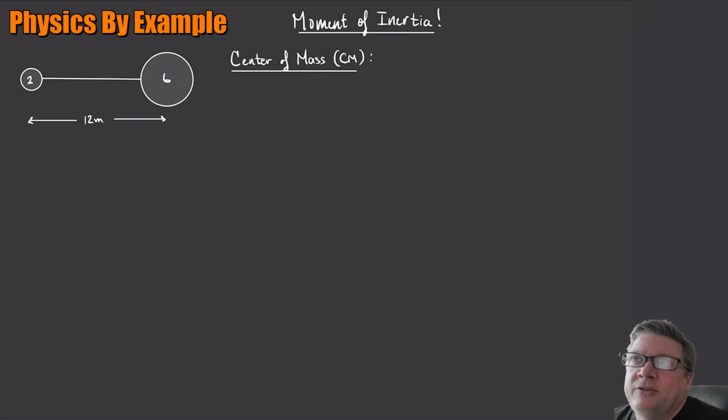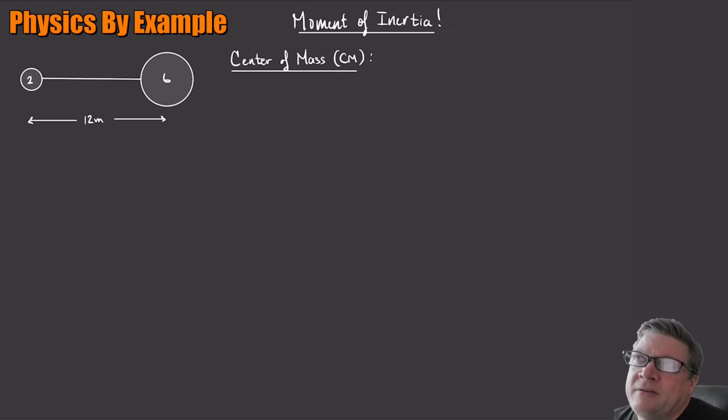So we have a 2 kilogram mass and a 6 kilogram mass, and they're tied together by some stick. And the idea is I don't have to worry about the stick. It's some really light stick so that the mass is negligible. So I've got these two masses, and they're, let's say, 12 meters apart. And I want to calculate the moment of inertia of this thing.